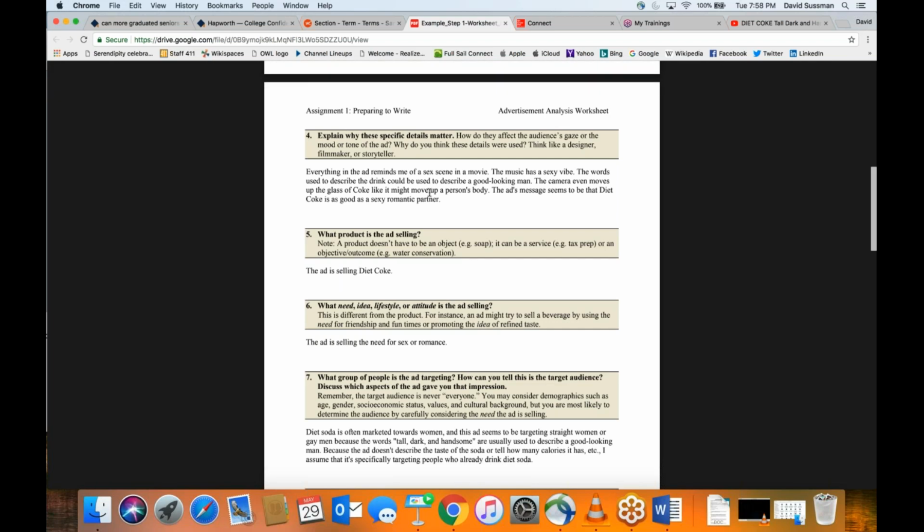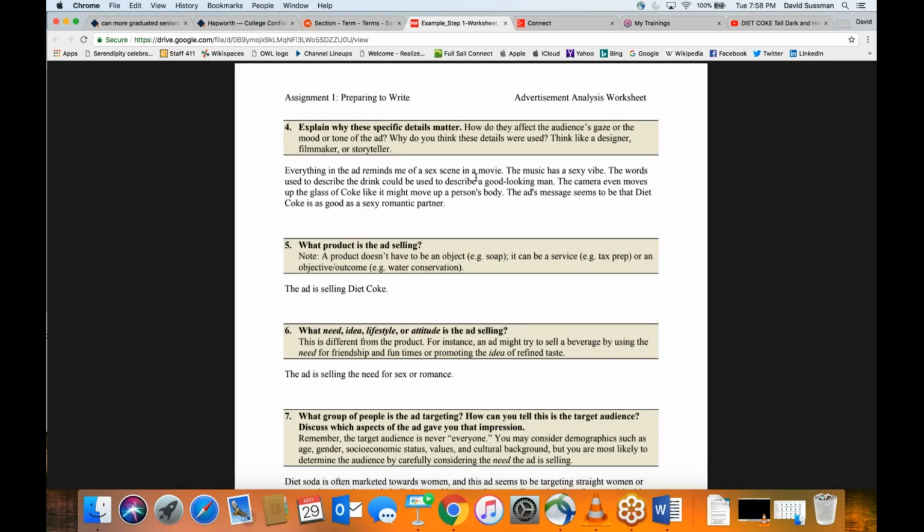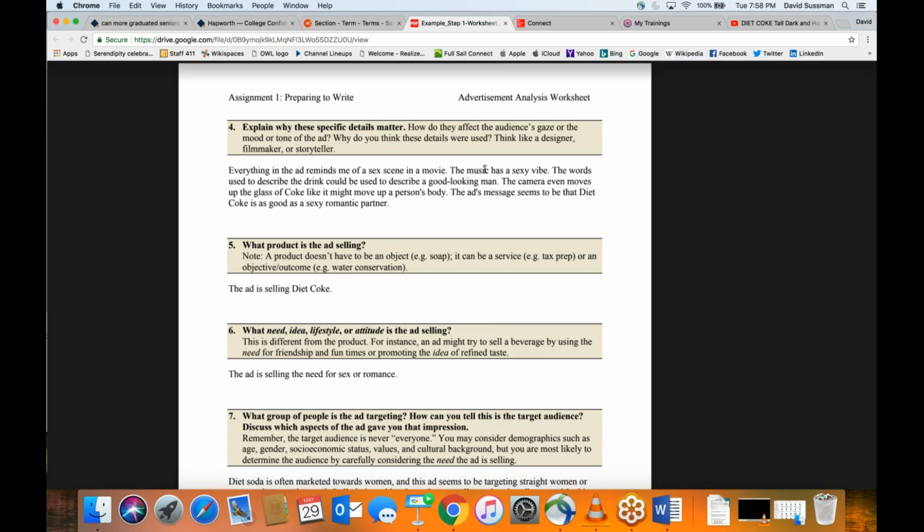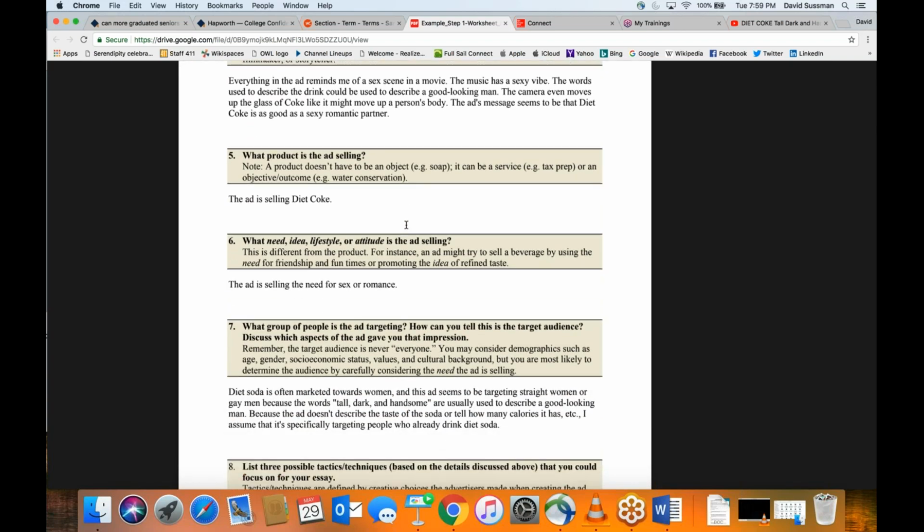So here's a pretty good response, right? Everything in the ad reminds me of a sex scene in a movie. The music has a sexy vibe. The words you use to describe the drink could be just used to describe a good-looking man. The camera even moves up the glass of Coke like it might be moving up a person's body. The ad's message seems to be that Diet Coke is as good as a sexy romantic partner. Okay? So that's the kind of specific things you should be noticing, and analysis is more about that.